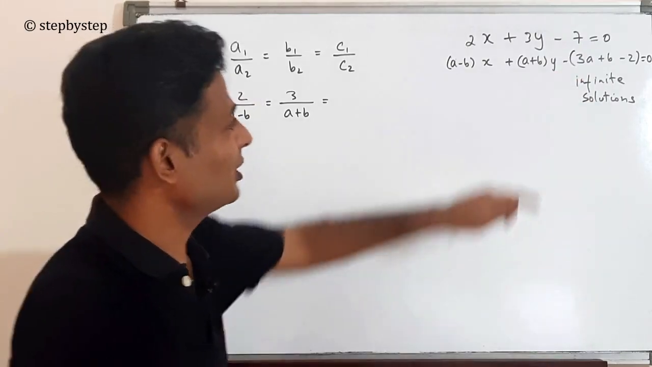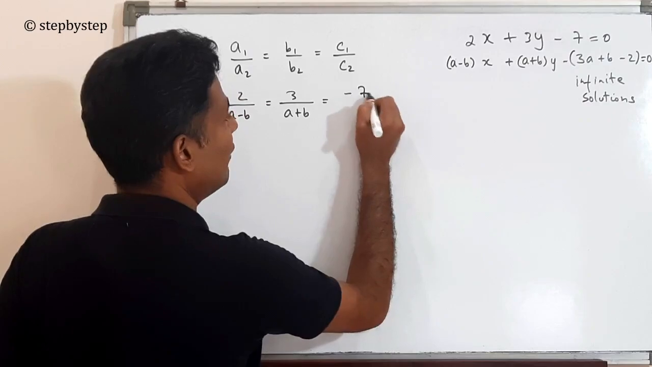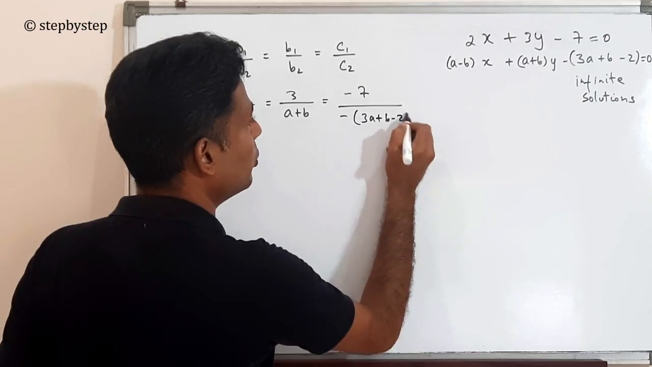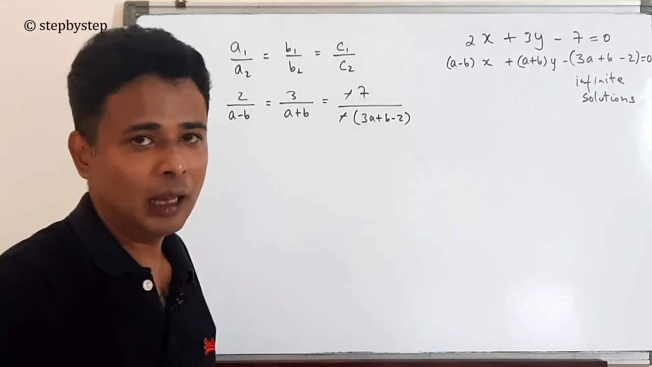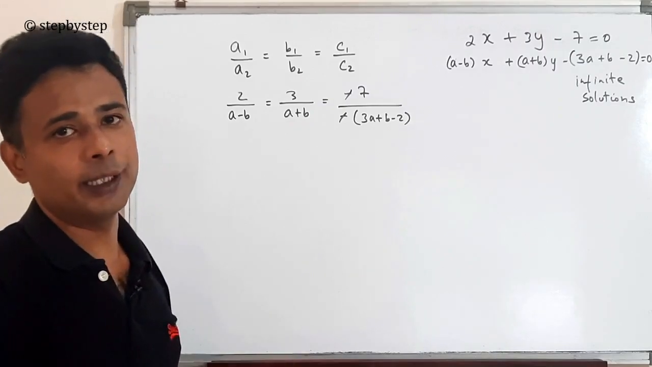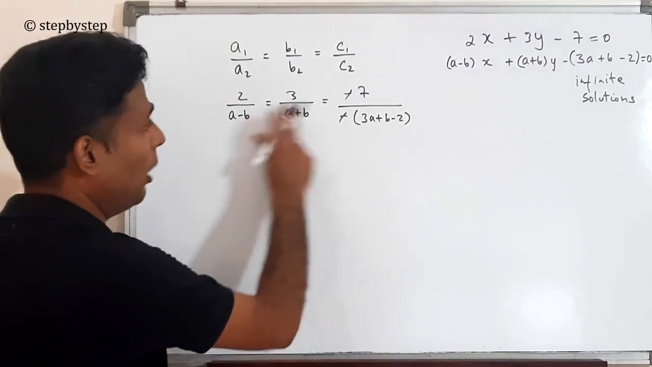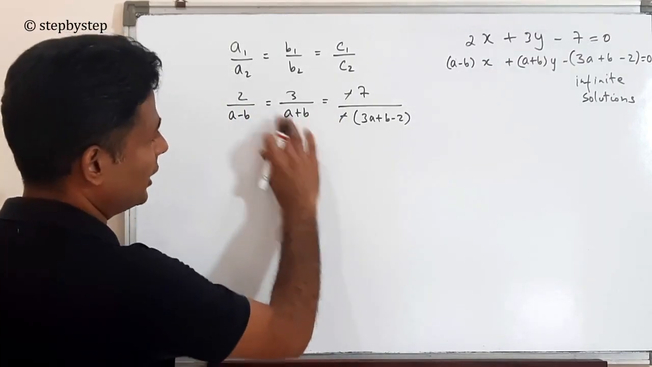You may lose marks because in the end, when I do minus 7 by minus 3A plus B minus 2, minus and minus will cancel. But still you need to show it. It is better. It's good practice. Alright. Now we substituted the values.